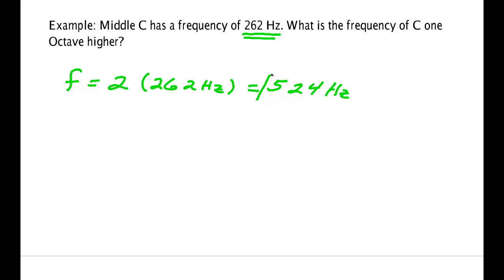Likewise, you could lower a note by an octave. So instead of 262 hertz, you could have a lower C. That would be 131 hertz. It really is fairly simple to do these sort of calculations dealing with pitch.